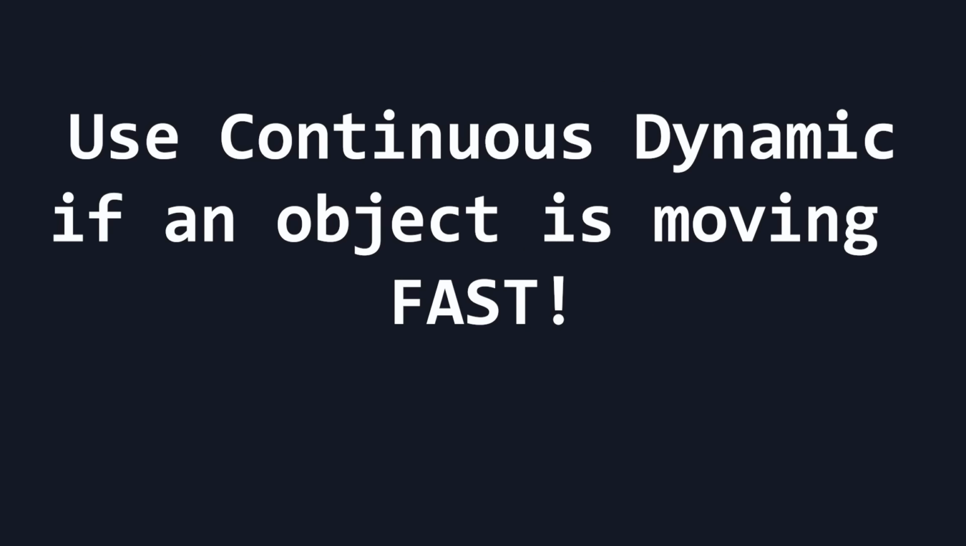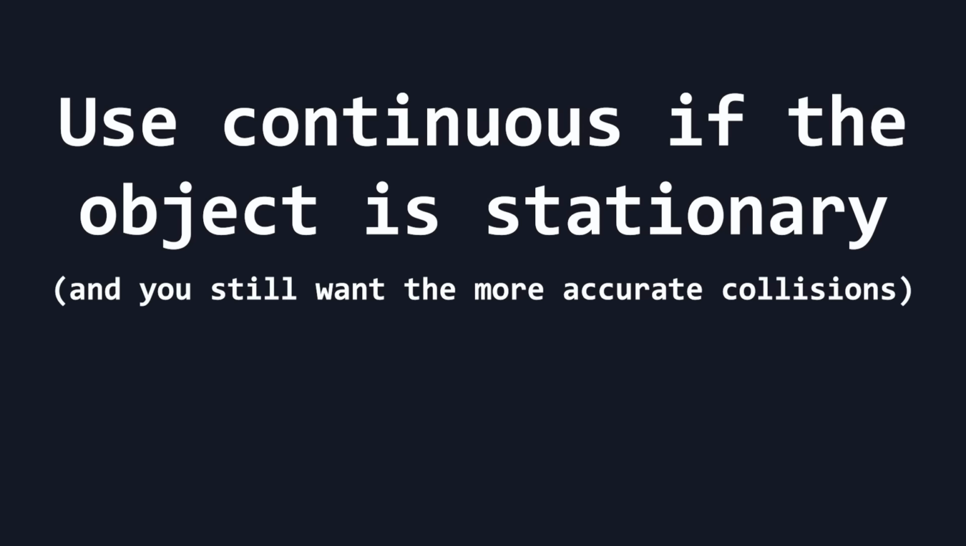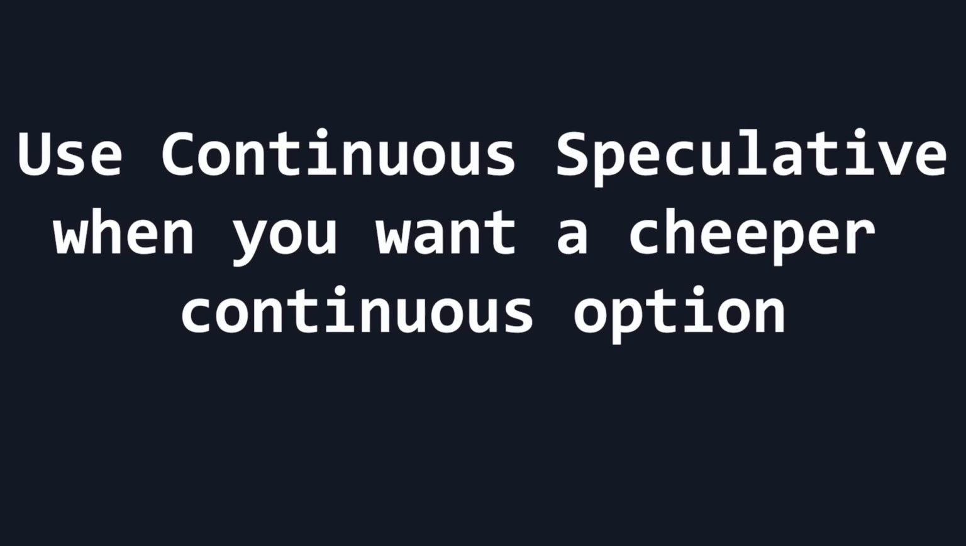Use continuous dynamic for objects that are going to be moving fast. Use plain old continuous for objects that aren't going to be moving per se, but will be getting collided into. And use continuous speculative if you want a cheaper continuous collision detection mode.